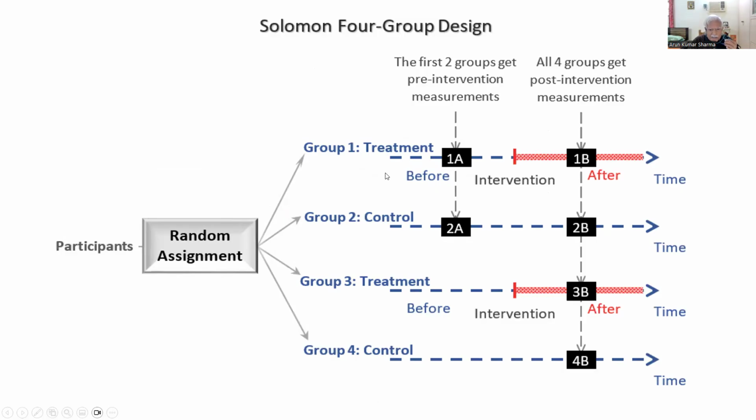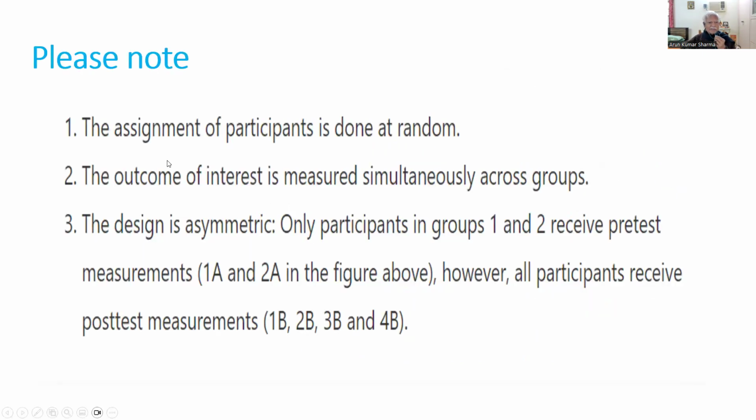You see, group 1 and group 3 are treatment groups in which intervention is made. And group 2 and group 4 are control groups in which intervention is not made. Now, in all the groups, measurements are taken after the experiment or intervention is over. But before intervention, measurements are taken in group 1 and group 3 only. By making permutations and combinations of these measurements, it is now possible to tell a number of things.